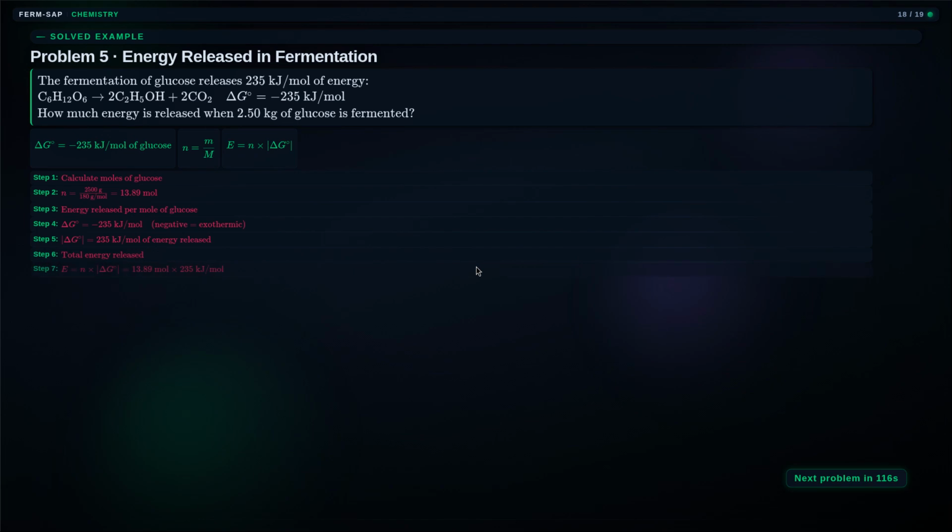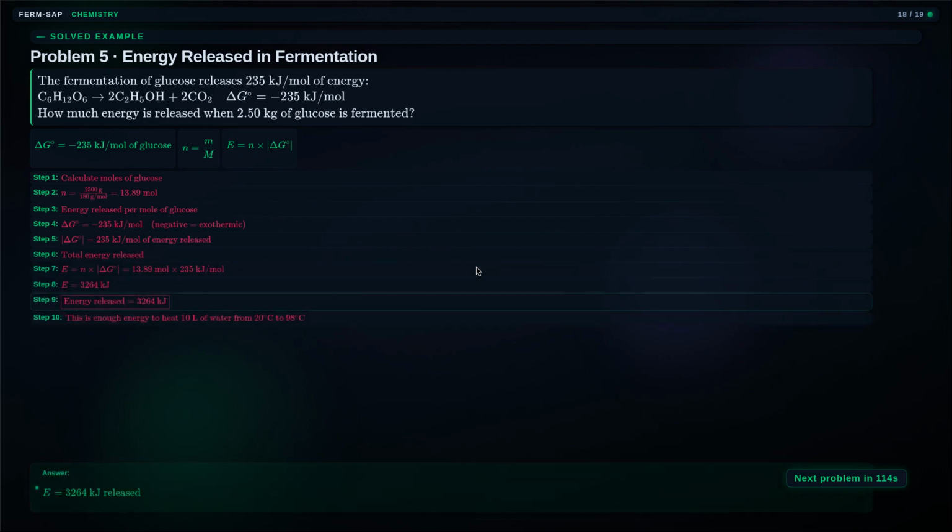Problem 5. The fermentation of glucose releases 235 kilojoules per mole of energy. The balanced equation is C6H12O6 yields 2C2H5OH plus 2CO2 with a delta G of minus 235 kilojoules per mole. How much energy is released when 2.5 kilograms of glucose is fermented? Step 1. Calculate moles of glucose. 2,500 grams divided by 180 grams per mole equals 13.89 moles.